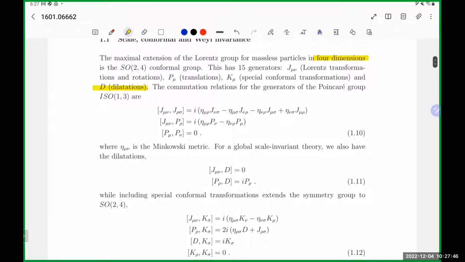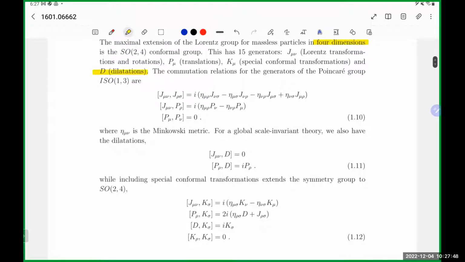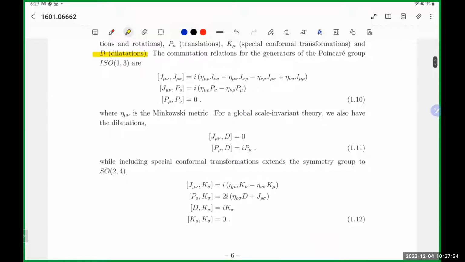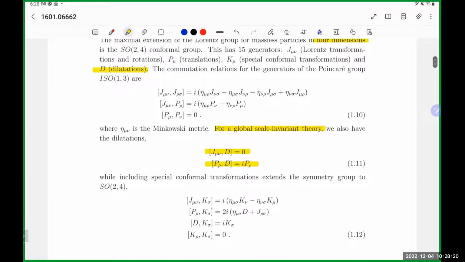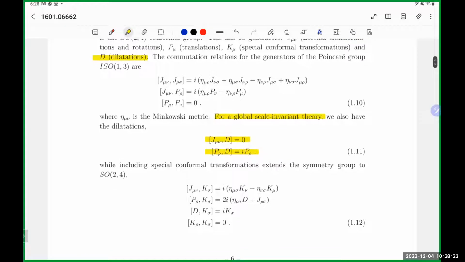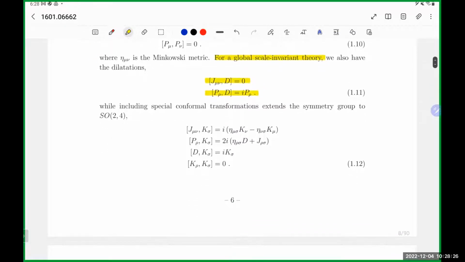And then here are the commutation relations that define the symmetry of the group, the generators of the group, standard stuff. And notice that if you have a global scale invariant theory, global here simply means that your scale parameter is basically not position dependent. So that's just a constant, is what I mean by global in this context. You have extra generators between the Lorentz transformation and the dilaton, and similarly for the translations. And similarly, of course, you have the special conformal transformations, K sigma.